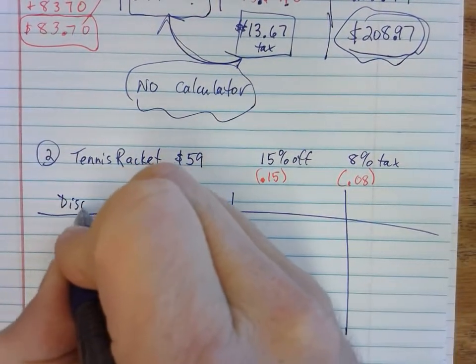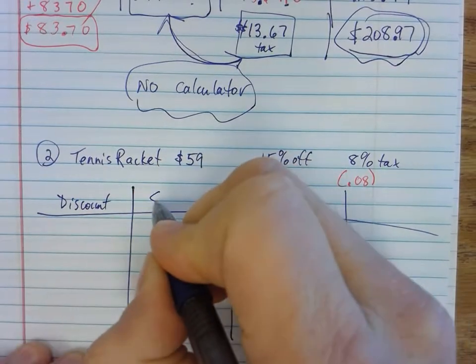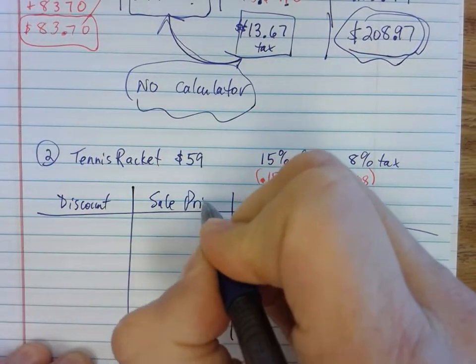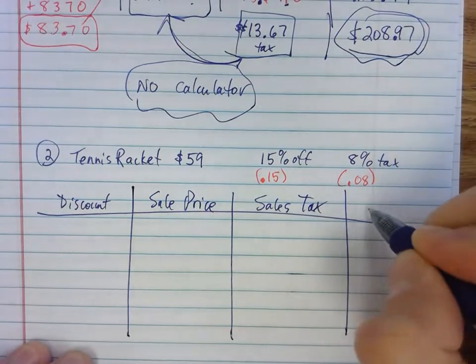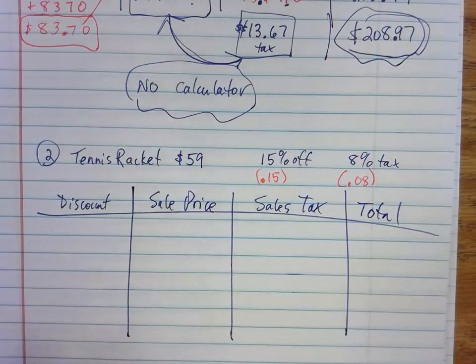Discount. Sale price. Sales tax. Total. Now if I go too fast for you, I'm sorry.